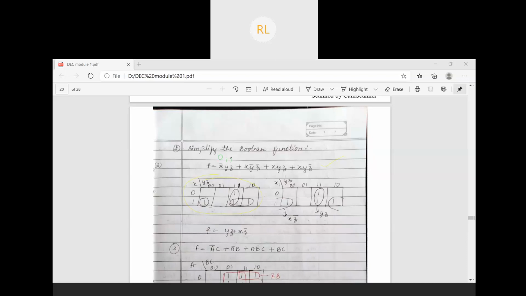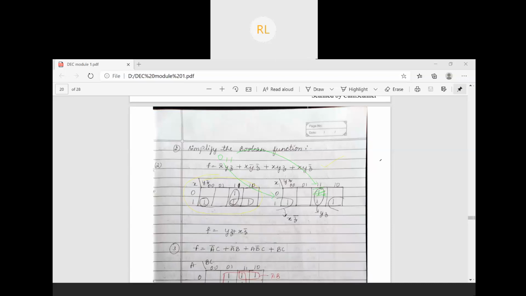So where is my 0, 1, 1? 1, 1 is here, right? And I get 0 from here, right? So both of these combined, I get 1 here. Is that clear? Please respond so that it becomes easy for us.